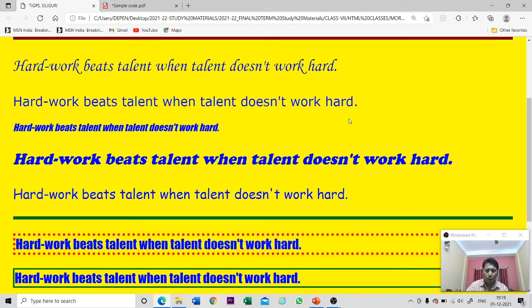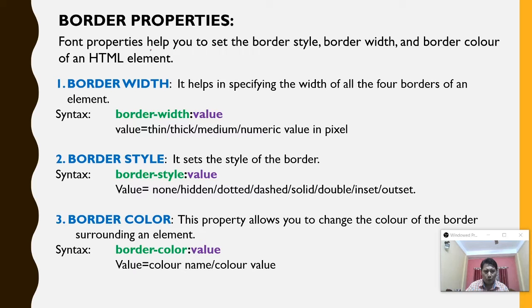Okay, now let us see how the border properties can be applied to the block of text. So the border properties help us to set the border style, the width of the border, and the color of the border. Means in a block of text, you can apply the border style, you can increase or decrease the width or the thickness of the border, and you can also give the border color. Okay, so the first border property is border width. This is generally used to specify the width, that is the thickness of the border on four sides.